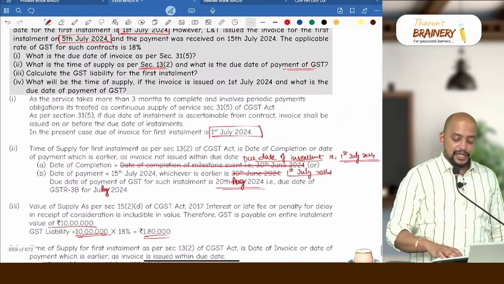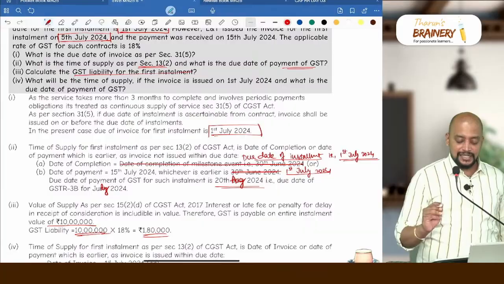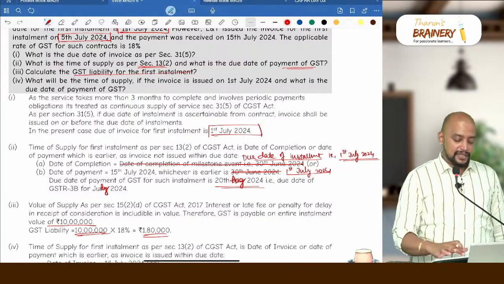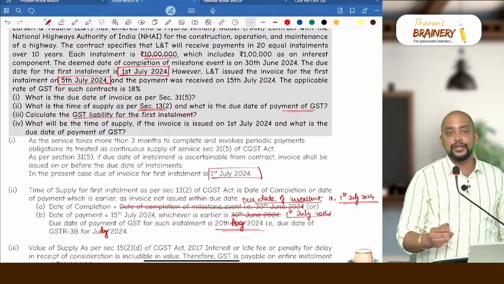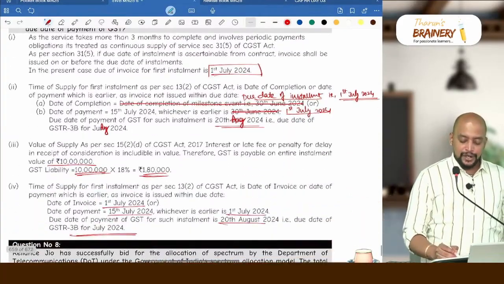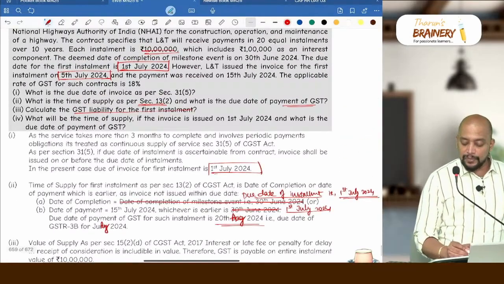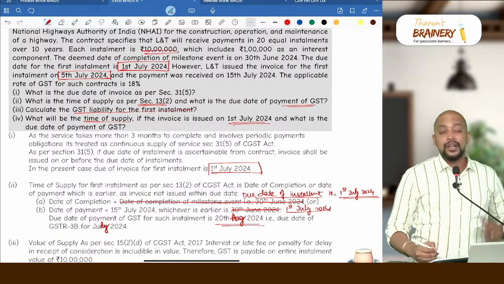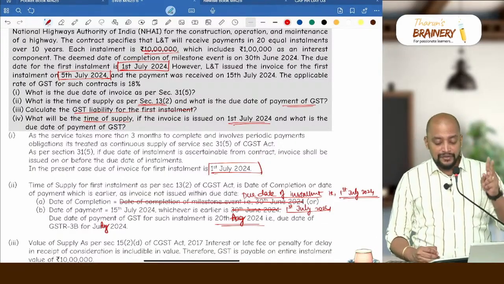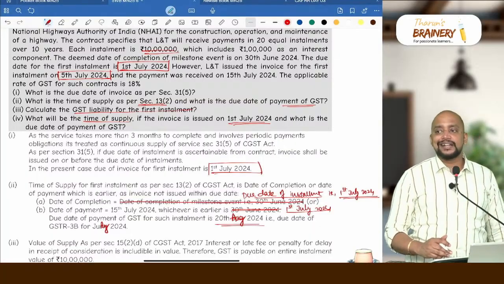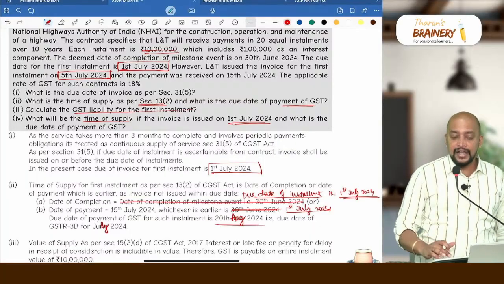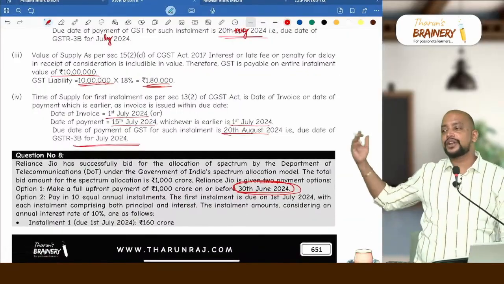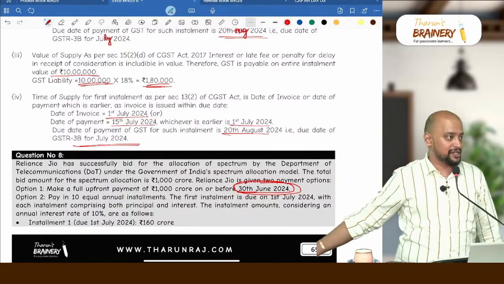Third part of this question, you see, calculate the GST liability for the first installment. That is the same. Therefore we need to take 10 lakhs into 18%, because entire 10 lakhs will be taken as the value including the interest component, so on that 18%. Then 4, what will be the time of supply if the invoice is issued on 1st July 2024? What is the due date? 1st July. Invoice also given on 1st July. So what should be taken as the time of supply, as invoice is given within the due date? Invoice date or payment date, whichever is earlier, same, that is 1st July only will be taken. So next month 20th will be taken as the due date of payment of GST.